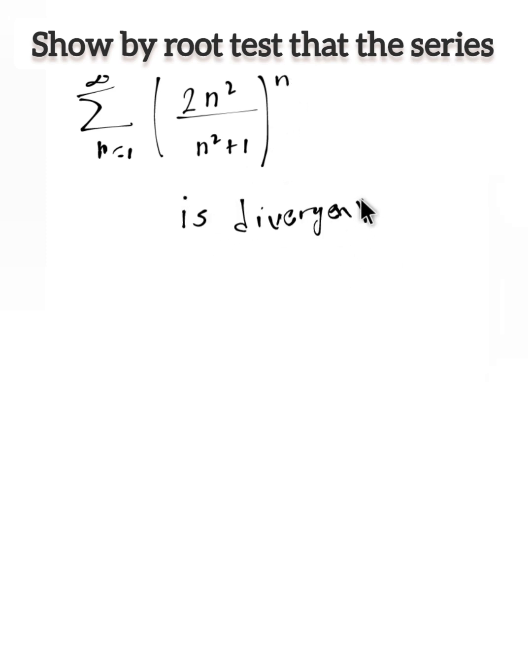Let's have another example. Example 2. Show by root test that the series, which is the summation from n equals 1 to infinity of (2n squared all over n squared plus 1) raised to power n, is divergent. So we need to show that this series diverges.